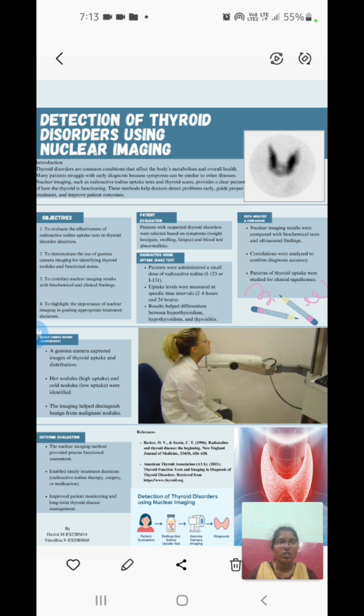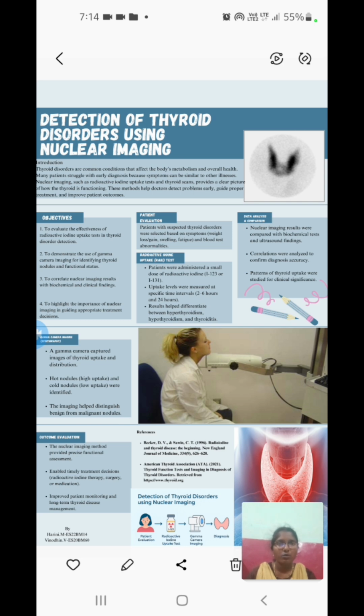Thyroid disorders change how the body uses energy and cause health problems if not found early. Since their symptoms are like other diseases, they are sometimes hard to diagnose. Tests such as radioactive iodine uptake and thyroid scans help doctors clearly see thyroid function. These tests help detect problems early and guide proper treatment.